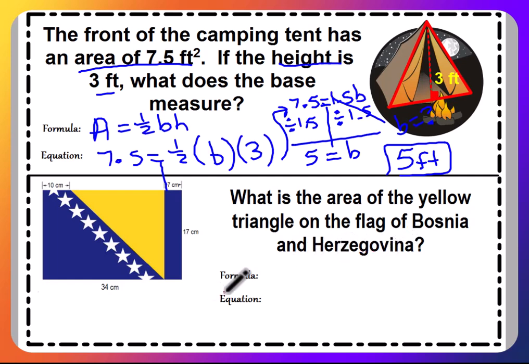What is the area of the yellow triangle on the flag of Bosnia and Herzegovina? All right, so this is the flag. We're only talking about the yellow triangle. So let's get our dimensions. I actually need to, there we go. Now we can see what that is.